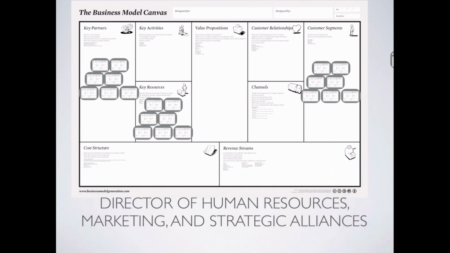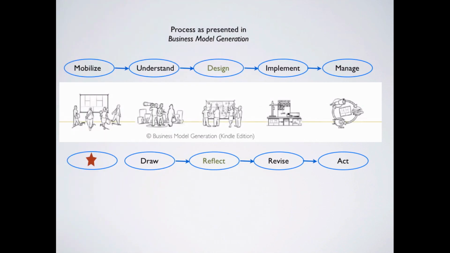So in order to be a master of all of this, you're going to have to be Director of Human Resources, Marketing, and Strategic Alliances. And while that's really cool and it's really great, it's rare that you actually find a single person that's got all that talent. Now, if we go back to where we started, the process as presented in Business Model Generation starts with mobilizing the talent you're going to need. All right, we're going to bring together different people with different strengths so that they can address all the issues that we may be facing.